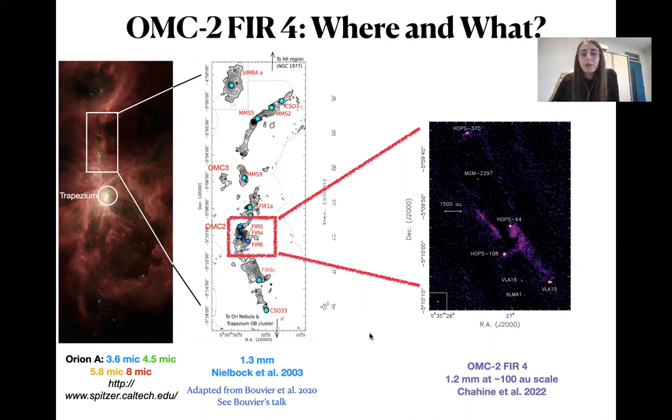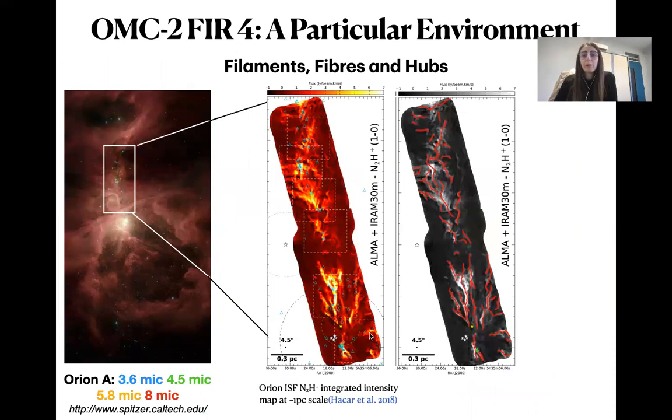In addition to being a protostellar cluster, OMC2 FIR4 has a very particular environment. As I said before, we have this integral shaped filament that was observed with N2H+ by Hacar et al. in 2018, at 2000 AU resolution. They revealed that the ISF is a collection of fibers and what are called hub associations that you can see here. And OMC2 FIR4 is one of the hub associations.